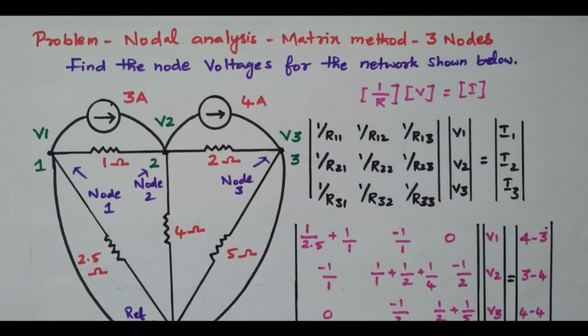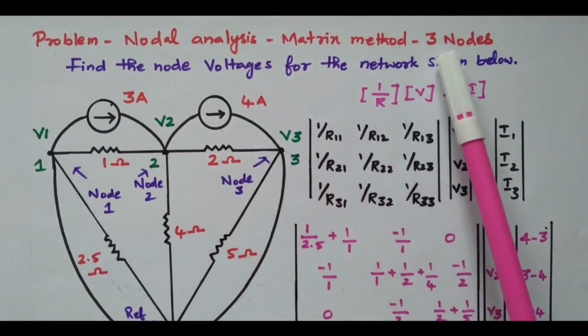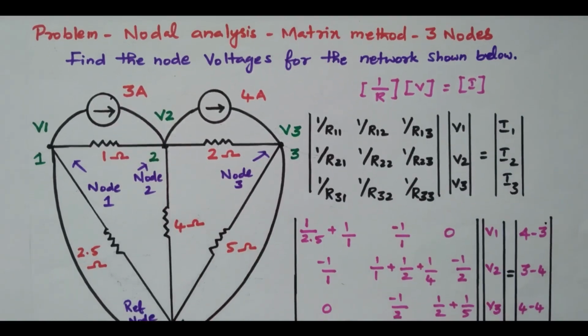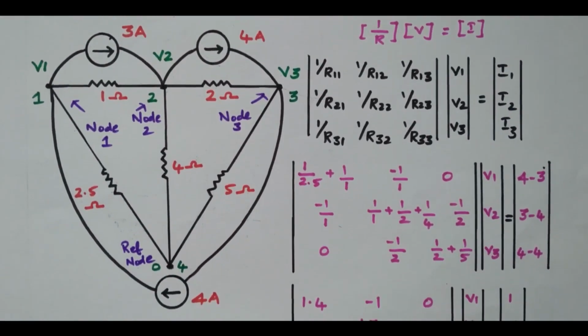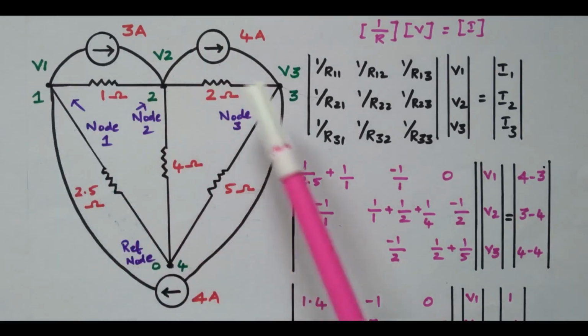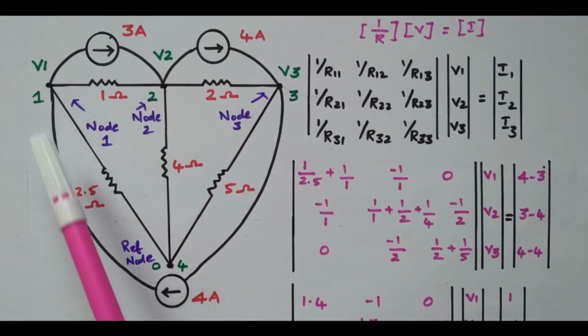Welcome viewers. In this video, we will see the nodal analysis by matrix method containing three nodes. The question is, find the node voltages for the network shown below. For the given network, we need to find the node voltages. Now refer to the network. So there are three current sources available. See the current direction. By inspecting this network, we can easily identify, we assume that this is node 1.